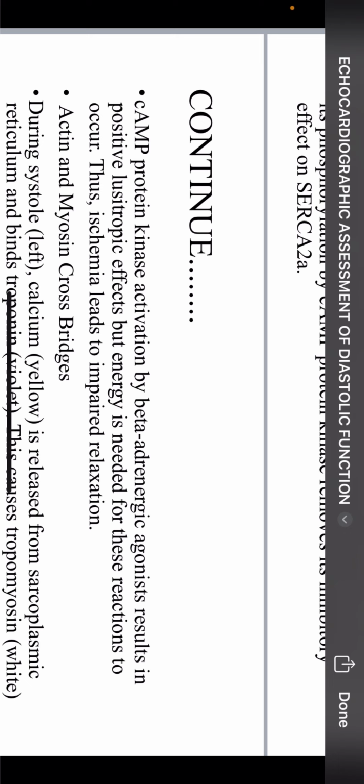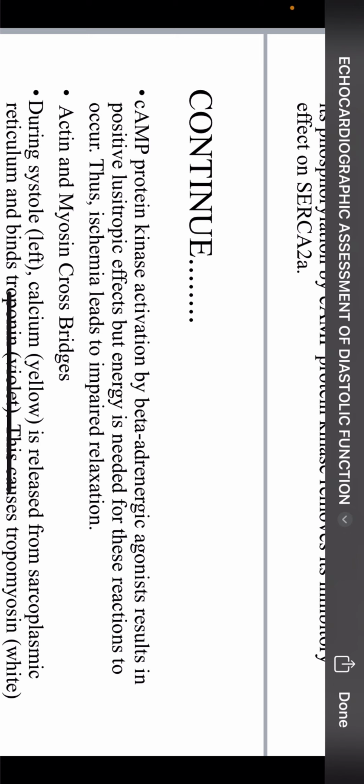But let me read. During systole, that is on the left side, calcium, that is yellow, is released from sarcoplasmic reticulum and binds to troponin, that is violet. I already said these ones. This causes tropomyosin, that is white, to shift its position and exposes the myosin binding site on the actin filament, allowing for cross bridge formation.